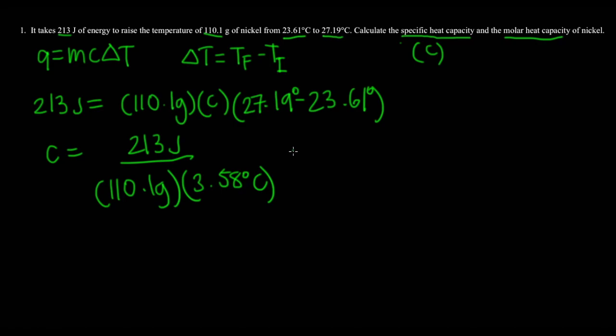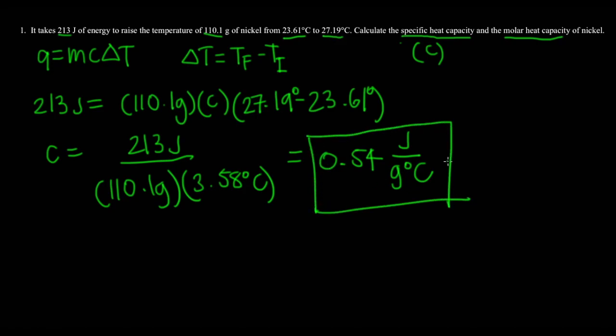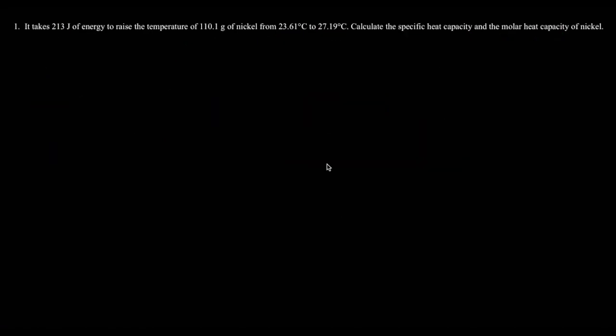So now this is our final equation, and you can just solve this by plugging it into your calculator, and you should get that nickel has a specific heat of 0.54, remembering the units, joules over grams degrees Celsius. So now we know our specific heat capacity of nickel to be 0.54 joules over grams degrees Celsius. But we're not quite done yet. We still have to find the molar heat capacity of nickel.